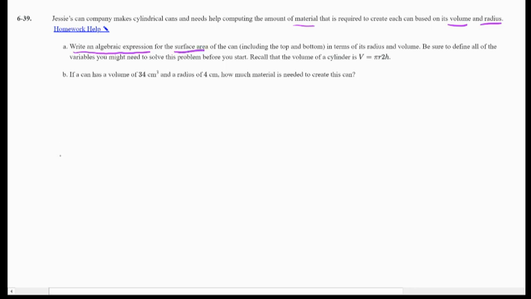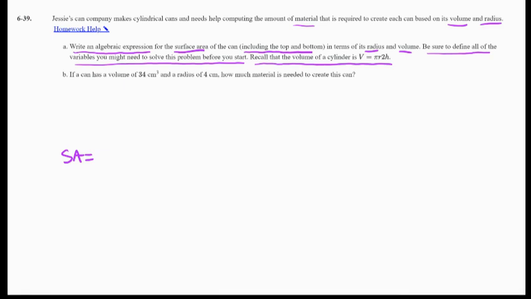So at the end, I want to know what is the surface area of this can, which includes the top and the bottom, in terms of the radius and volume. So be sure to define all of the variables you might need to solve this problem before you start. Recall that the volume of a cylinder is pi r squared h. So I think it's r squared is what it should be.